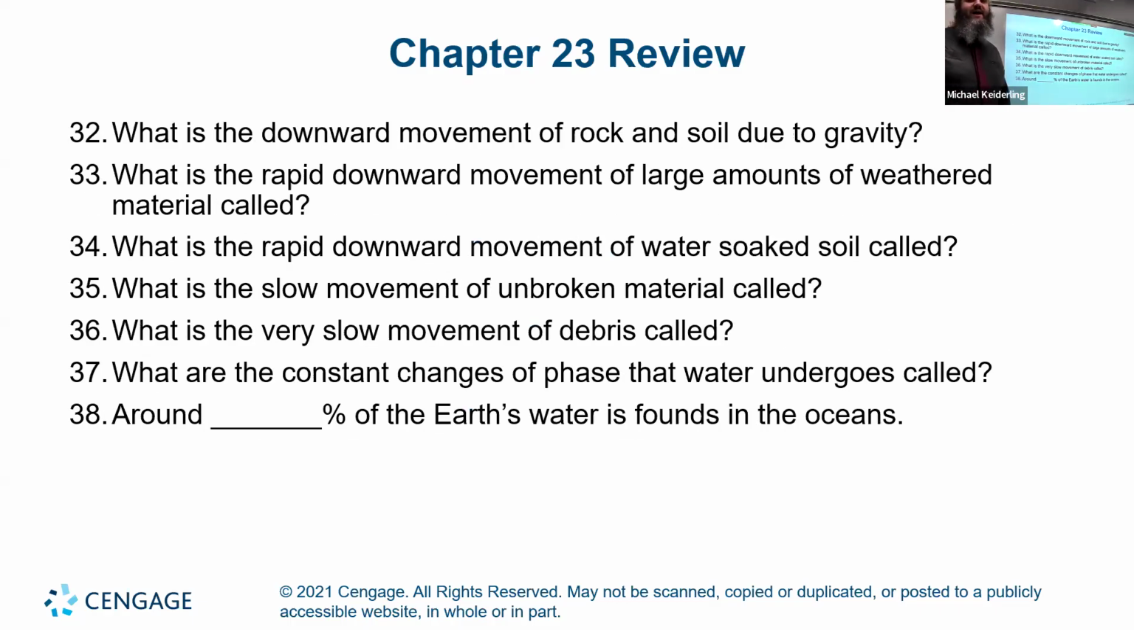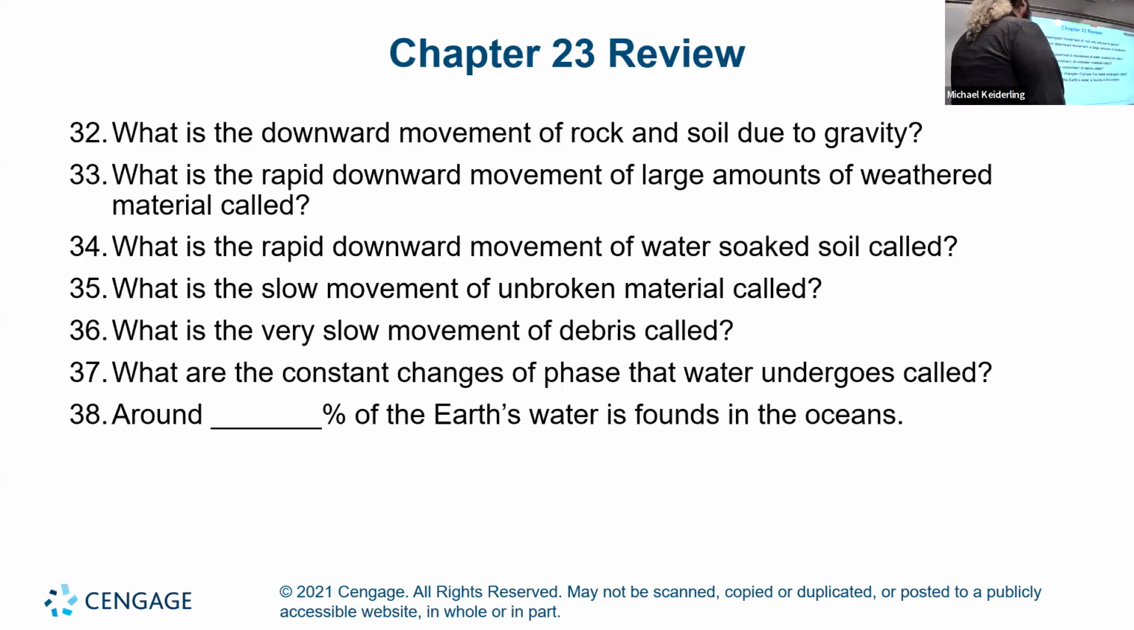The downward movement of rock and soil due to gravity is mass wasting. The rapid downward movement of large amounts of weathered material is called a landslide. The rapid downward movement of water-soaked soil is called a mud flow. The slow movement of unbroken material is called slump. The very slow movement of debris is called creep.